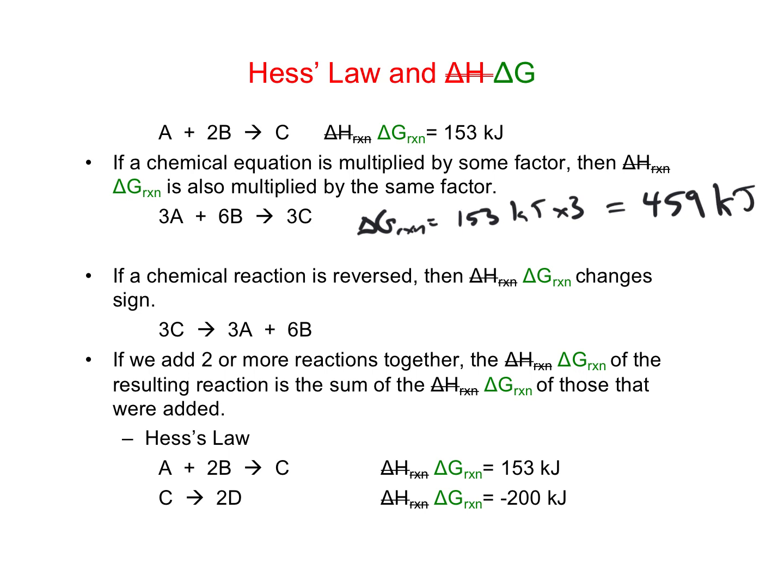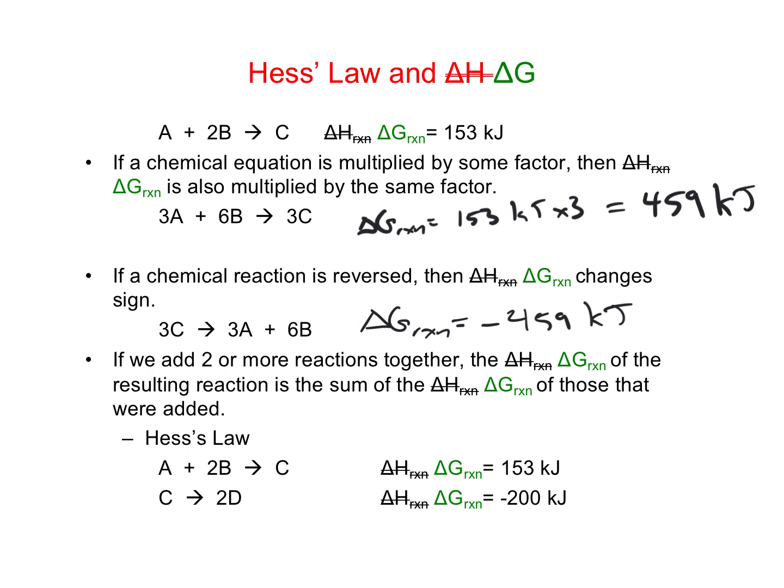Another thing we can do with Hess's law is reverse reactions. So this reaction is just the reverse of this reaction. And just like delta H, when I reverse reactions, all it does is change the sign on delta G. So the delta G for this new reaction would be negative 459 kilojoules.